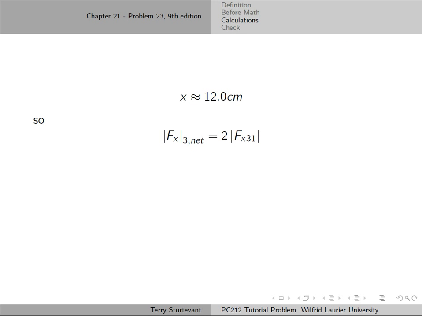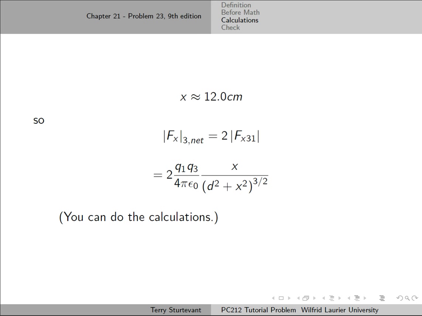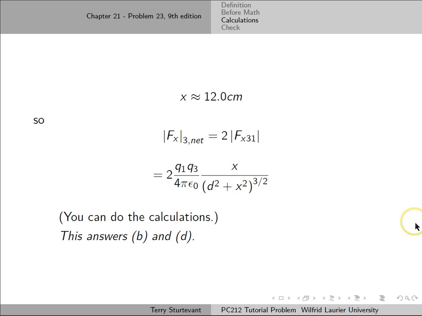So the net force on particle 3 from the other two, as we said before, is 2 times the force of particle 1 on particle 3. When we put these in, you can do the calculations because each of these quantities is known, so you can determine the numerical answer. And this answers b and d. B is 12 centimeters. D is the answer to this equation.